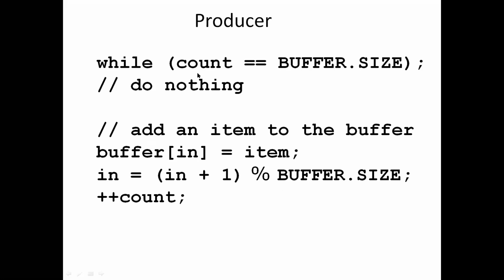Until the count is equal to buffer size, the loop will be executed and the producer will produce an item and store it in the buffer. Okay, once the count becomes 5, that is, count is equal to buffer size, the producer will stop producing items, and the producer will wait until the consumer consumes an item from the buffer. Okay, this is the producer code.